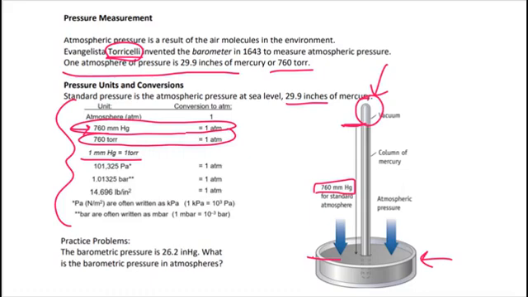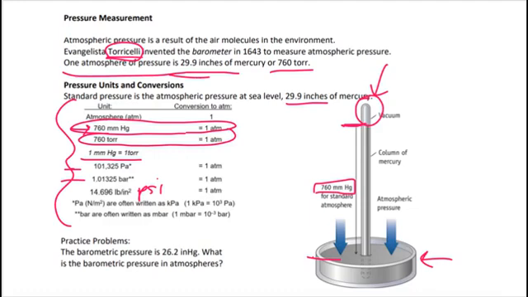Then we also know that 1 atmosphere is also equal to 101,325 pascals. We know 1 atmosphere is equal to this many bars. We're not going to be using bars in this class. And we know 14.693 pounds per square inch, which is PSI, is equal to 1 atmosphere.